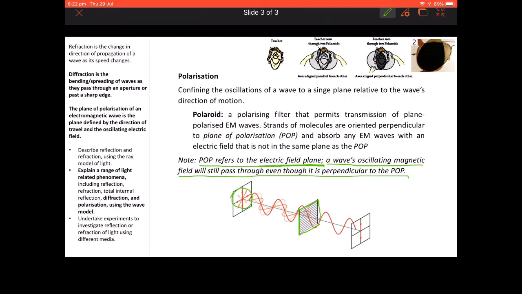So no light waves will be able to travel through because the horizontal and vertical planes have been blocked. And that's what we see here in this photo of a pair of sunnies that are overlapping another pair of Polaroid sunnies.